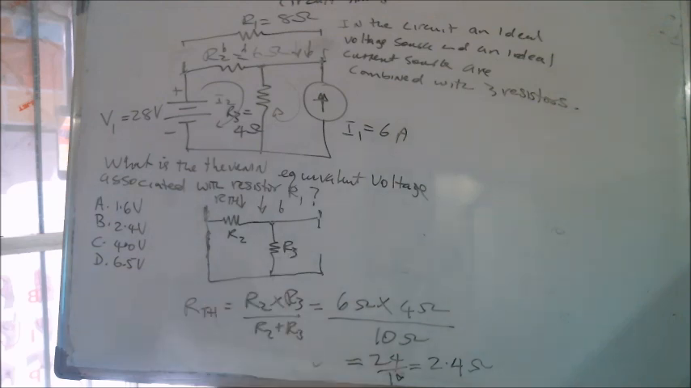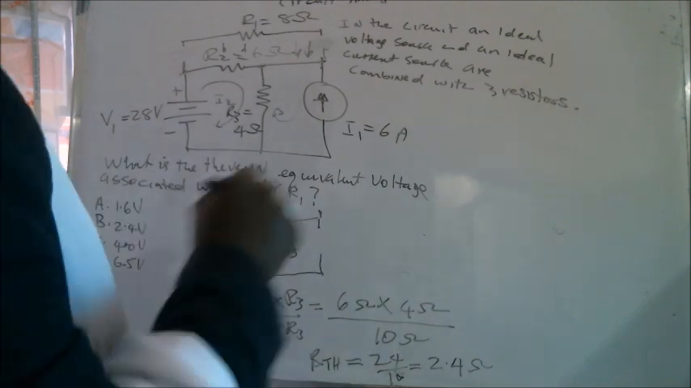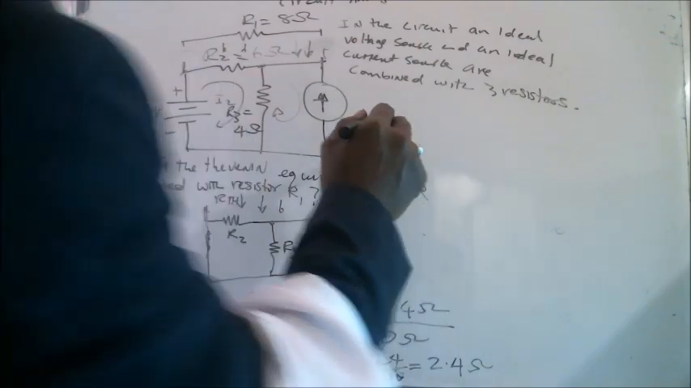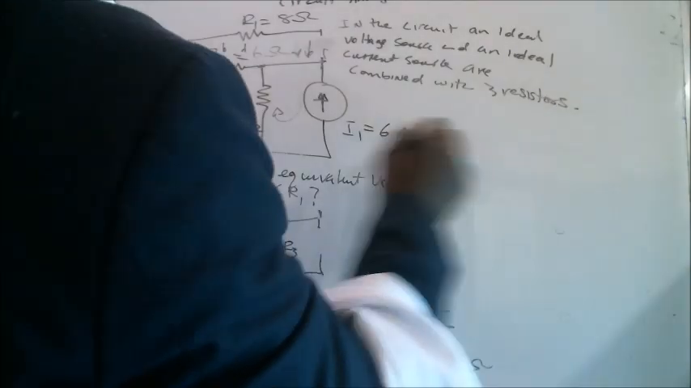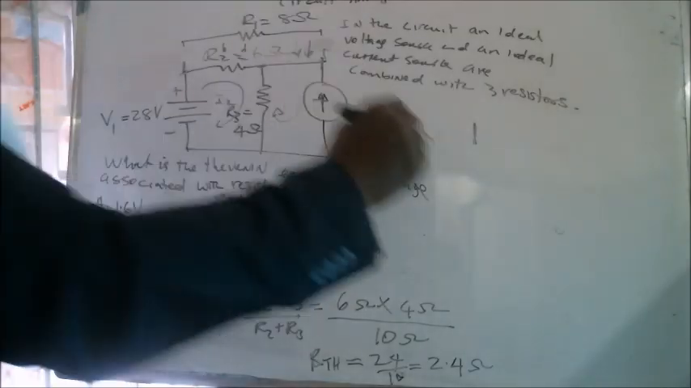That's the R-Thev resistance of the circuit. But they're asking you for V-Thev. So how do we proceed to find V-Thev? Well, guess what we're going to do? To find V-Thev, we're going to have to put back the sources in the circuit and do a loop analysis. So in this case, we could redraw the circuit here.